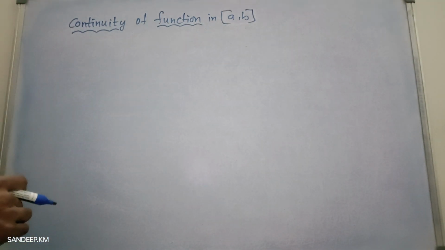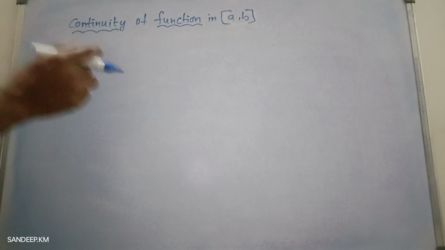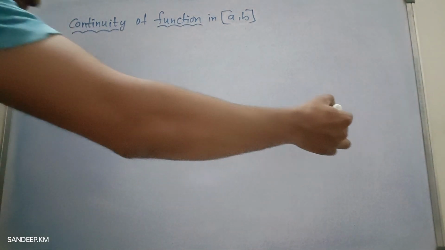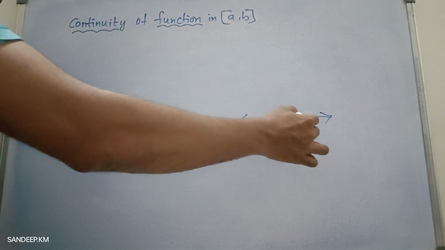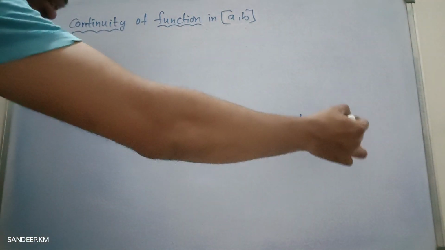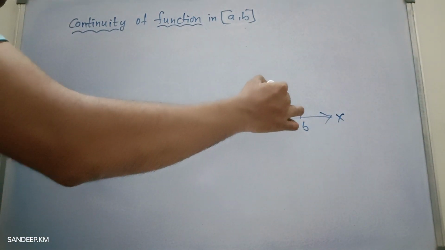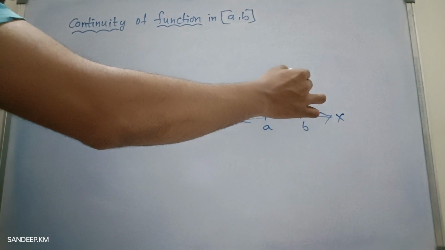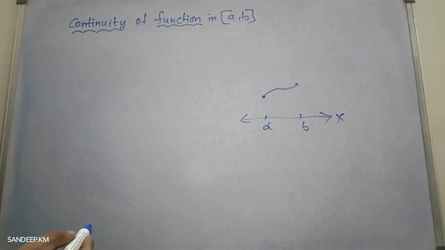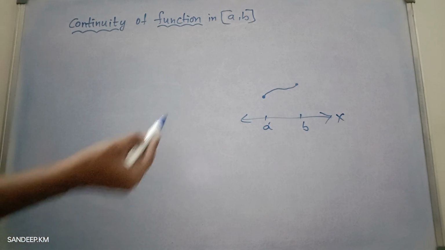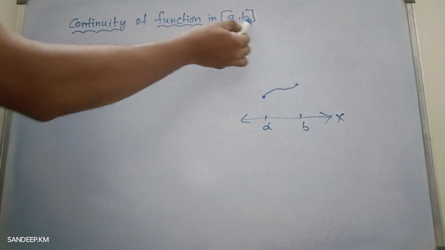When can I say that a function is continuous in the closed interval a comma b? First, let me draw a general graph of it. Take a and b on the number line on the x-axis and draw some random graph of f of x between a and b.